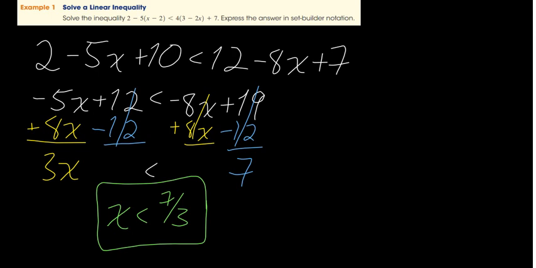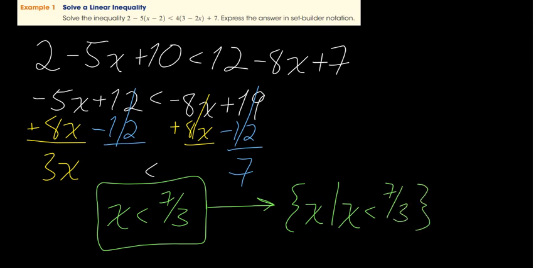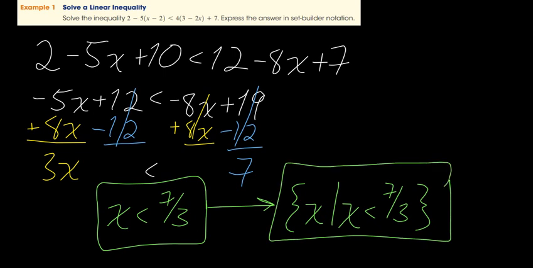If we express the answer in set builder notation, I said curly bracket and then my variable and then a vertical line every time. Phonetically, you would read that as x such that. That vertical line means such that. What should x be? I like set builder because you basically just rewrite what was said. x should be less than 7/3. That's all x should be, and that's set builder notation.